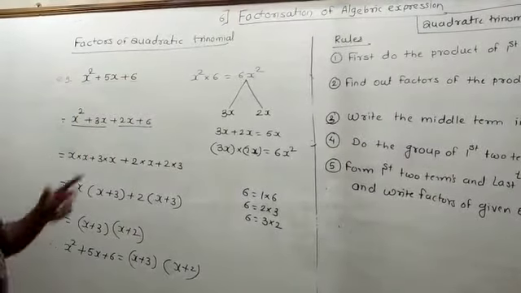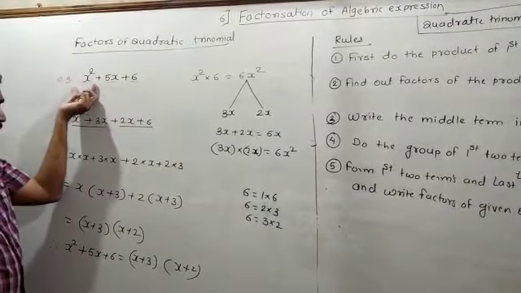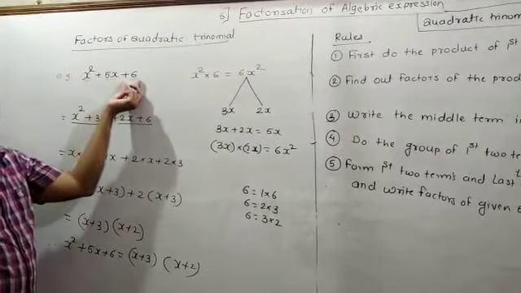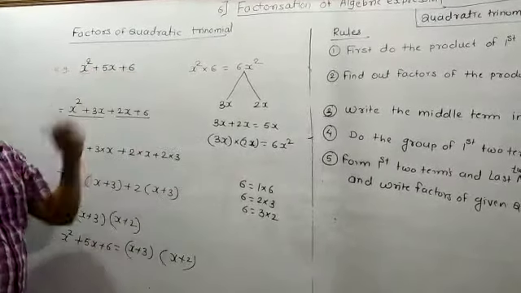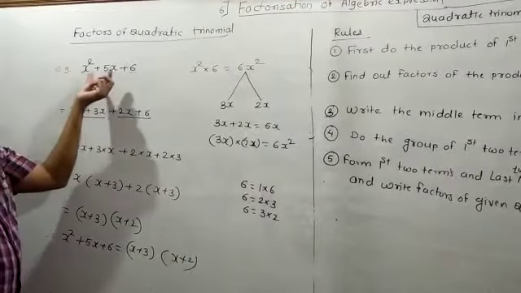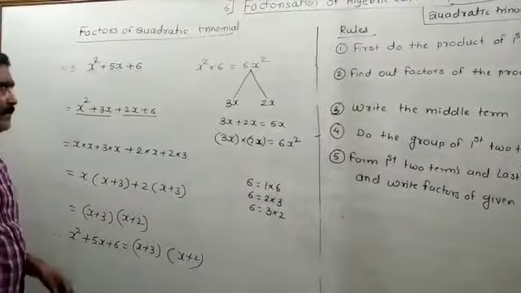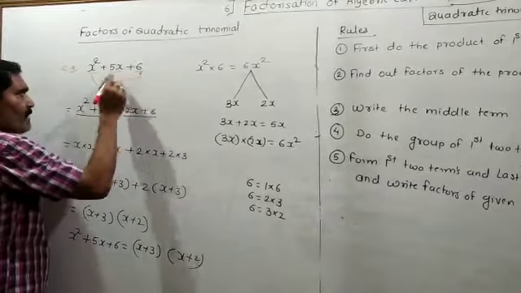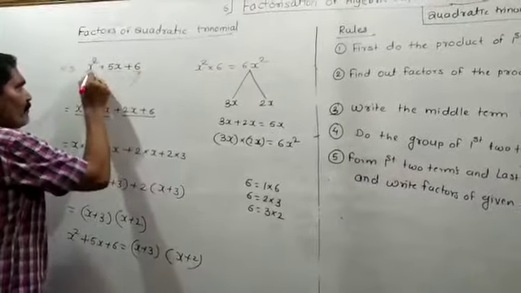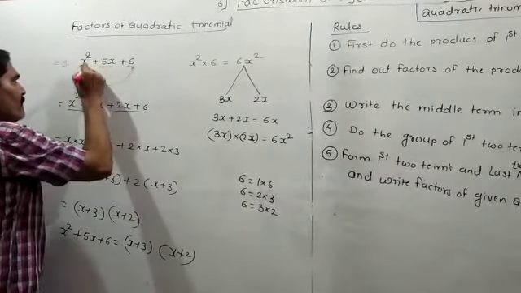You understand? Here I will say this is the first term, middle term, last term. You have to do the product of the first term and the last term. Product means multiplication of the first term and the last term.